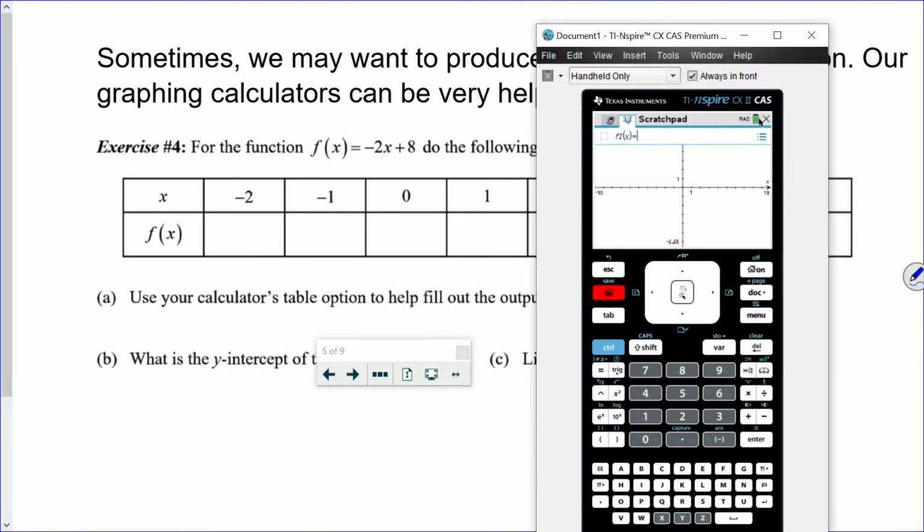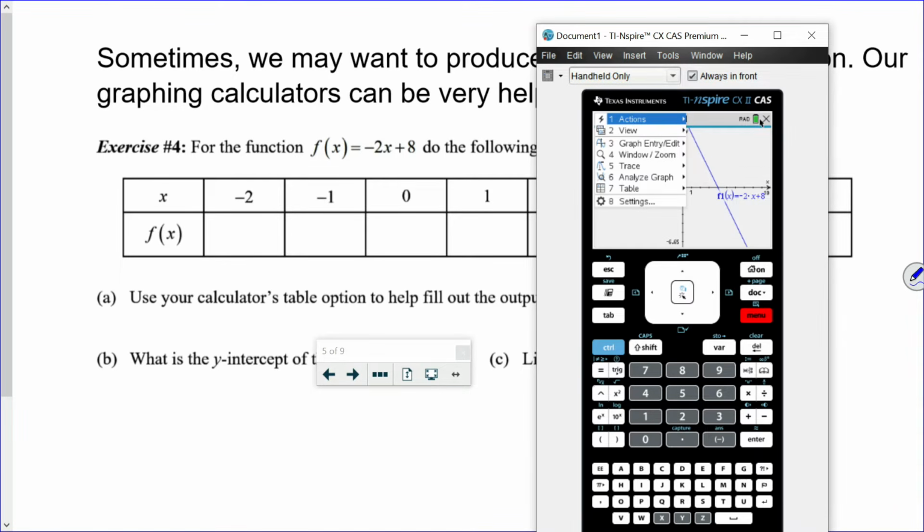Here I am. I'm in a graph, right? Now, I don't actually want to know what the graph of this function looks like, but it's going to produce it for me whether I want to know it or not. So I'm going to put it in. f1 of x is equal to negative 2x plus 8. I'm going to hit enter. Now that happens to be the graph of a line, but I don't really care about that.